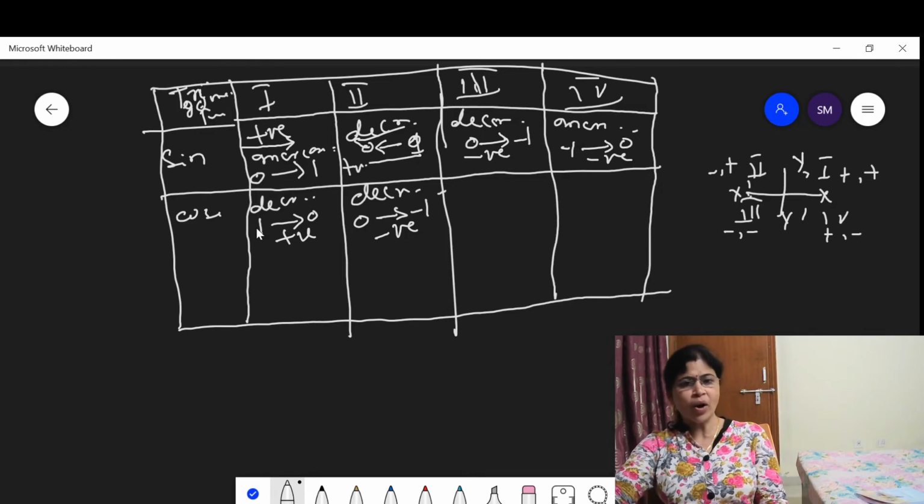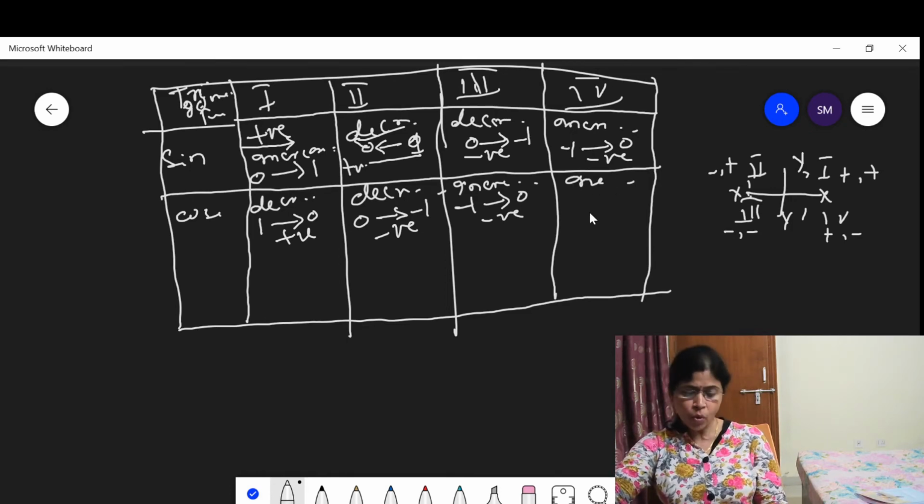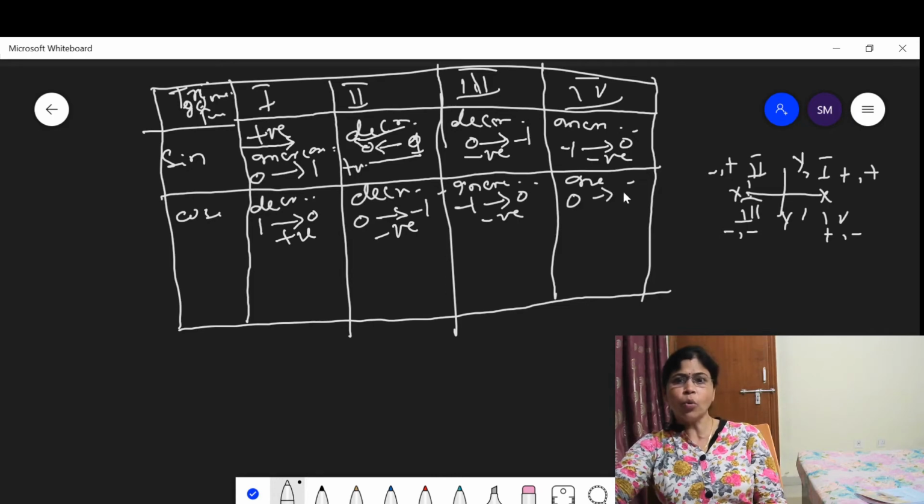And in the third quadrant it is in increasing mode from minus 1 to 0, which means a negative value. In the fourth quadrant it is also increasing, from 0 to 1, which means a positive value.